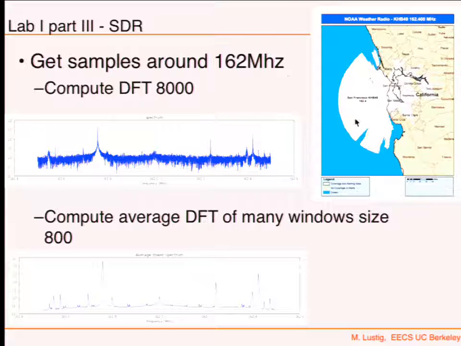So one transmitter is on Mount Diablo. One of them is in San Francisco, Twin Peaks. And I think this particular one here, 162.4, and that's the range that it covers.